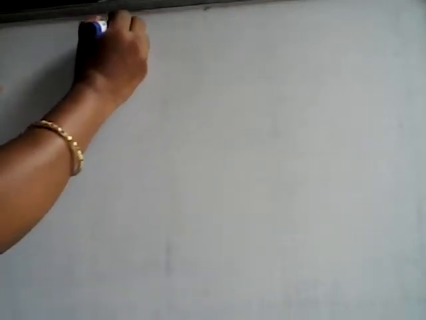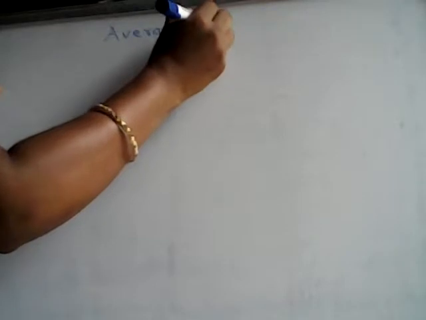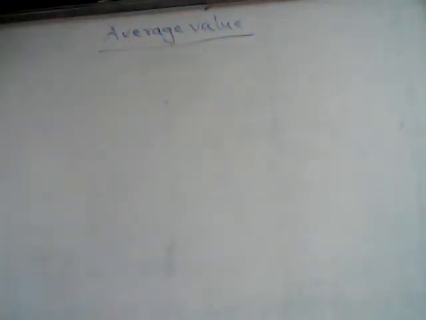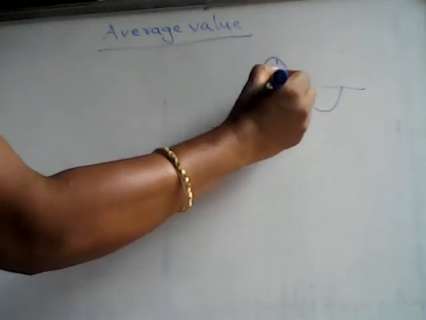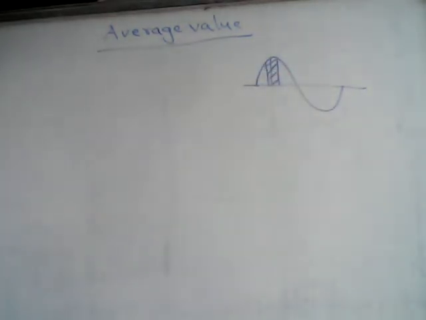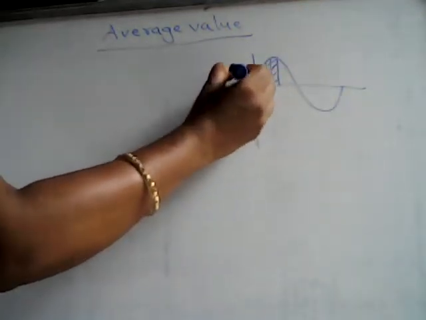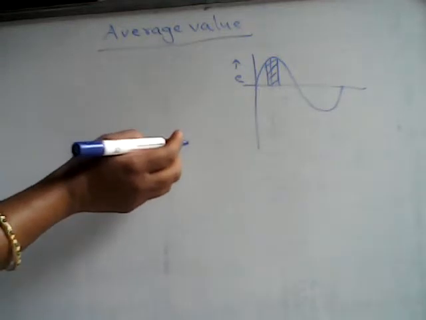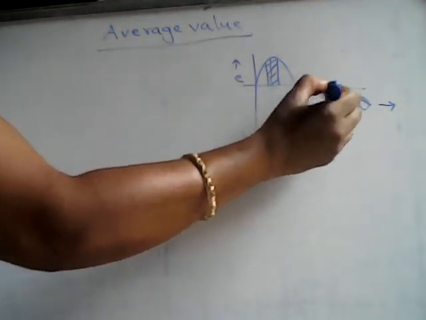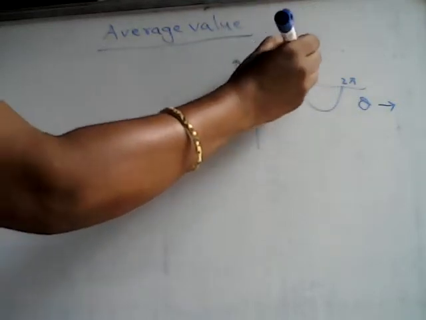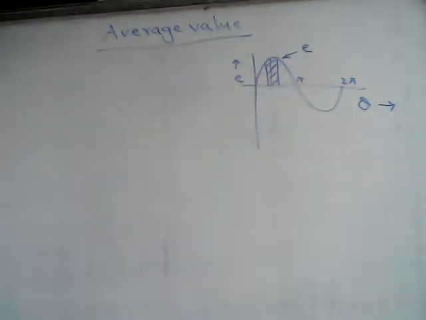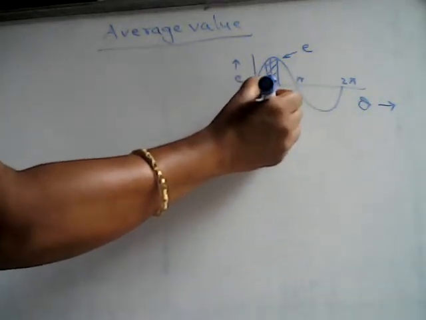Next topic is to find the average value. Consider an AC voltage, which is represented by this. This is the instantaneous voltage, which is shown along the y-axis, and theta is shown along the x-axis. It is having the value pi to 2 pi, and this is the voltage. And let this strip that is taken be of value d theta.